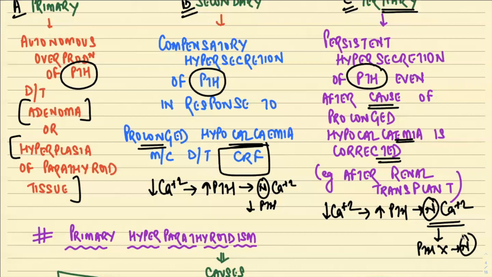This is the only point of difference between secondary and tertiary hyperparathyroidism. Is this point crystal clear to everyone? The basics: what is primary hyperparathyroidism, what is secondary, and what is tertiary? Yes, can we move ahead now? Yes, someone was asking me some doubt. Yes, you may ask your doubt now.